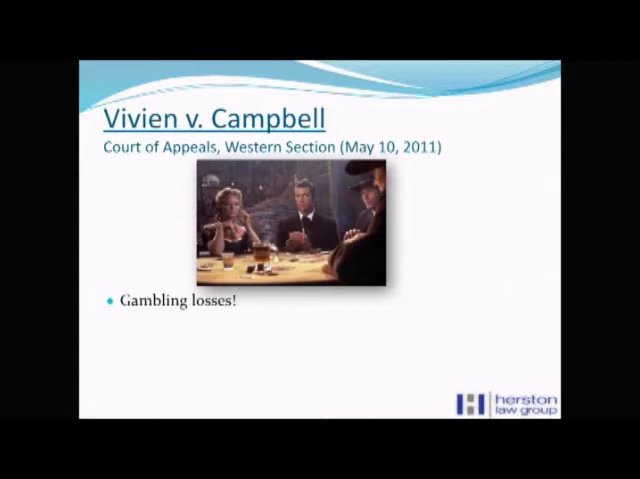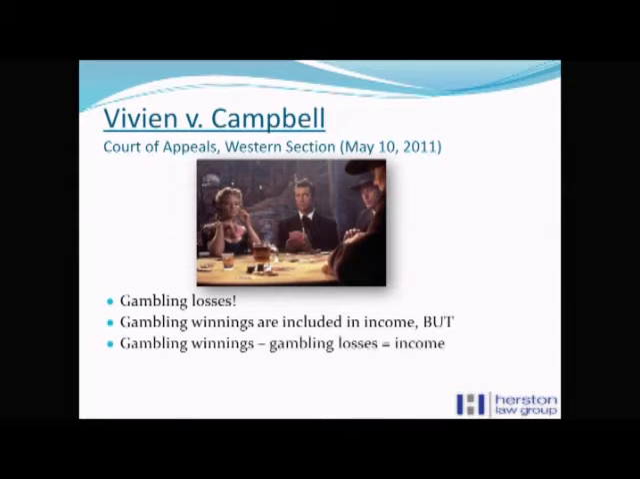Well, the Court of Appeals is persuaded by this Arkansas decision. They adopt it. So this is the Tennessee rule now. And this is the rule you want to cite if you have a gambling client. Gambling winnings are included in income, but gambling winnings minus gambling losses equals income.